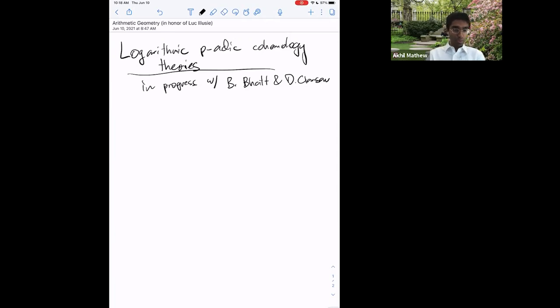So what I want to talk about are some results in the area of logarithmic algebraic geometry. This is a subject of which Luke is, of course, one of the principal architects. In particular, I want to talk about some versions of log syntomic cohomology and some comparisons with p-adic nearby cycles. I'll start by talking about logarithmic cohomology theories in general. What I'm going to talk about is joint work in progress with Bhargav Bhatt and Dustin Clausen.